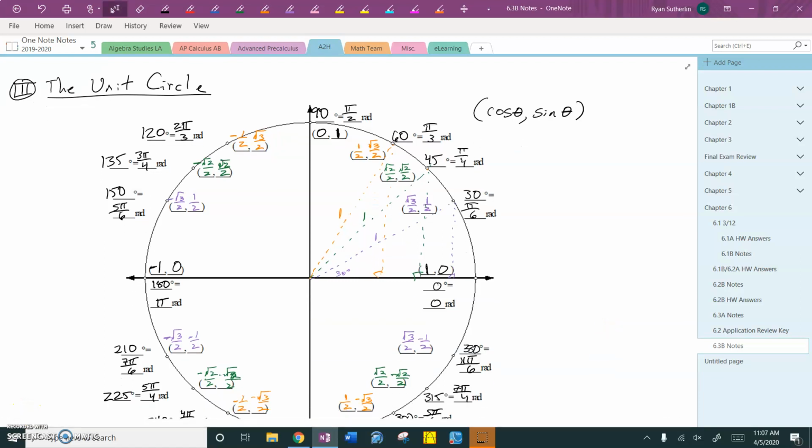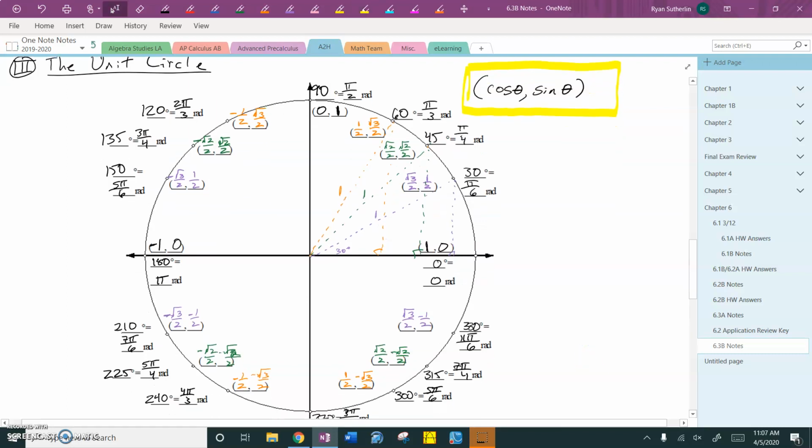Hello everyone, I'm back with a little bit more with the unit circle. When we concluded the last video, we had just finished filling out one version of the unit circle and recognizing the big idea here: any point on the unit circle, for theta, the x-coordinate is cosine of theta, the y-coordinate is sine of theta. So what we're going to do now is some practice evaluating some trig functions using the unit circle.